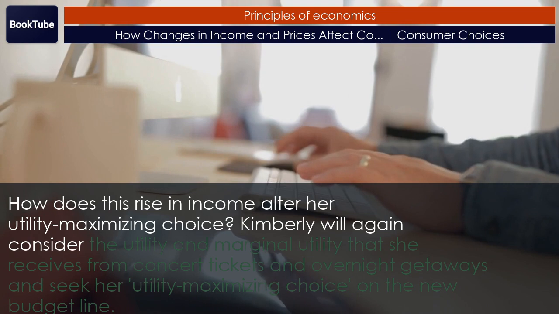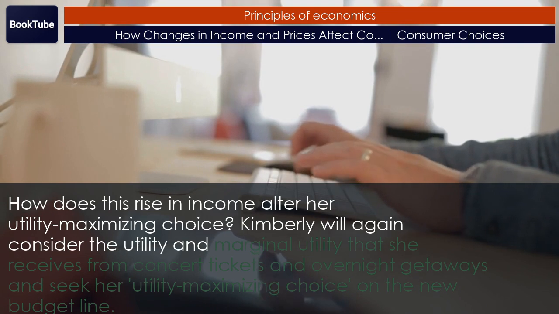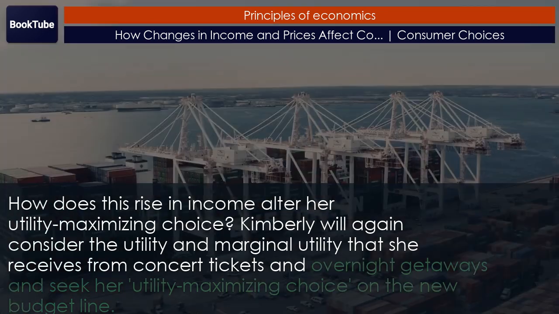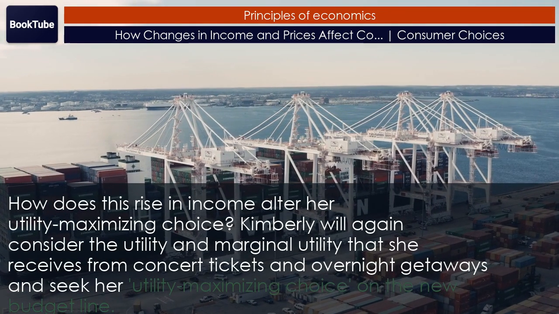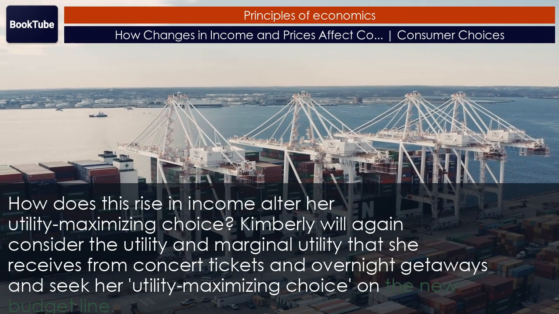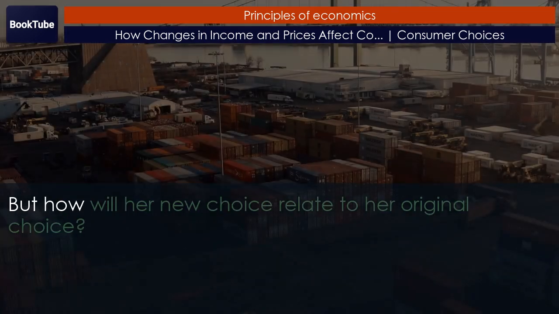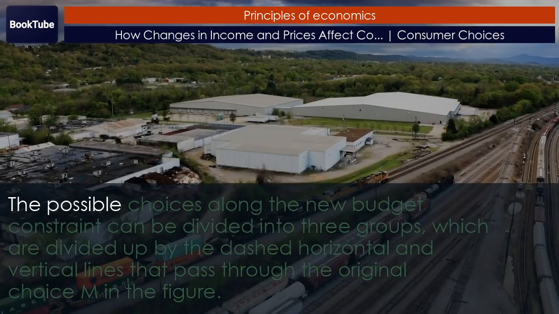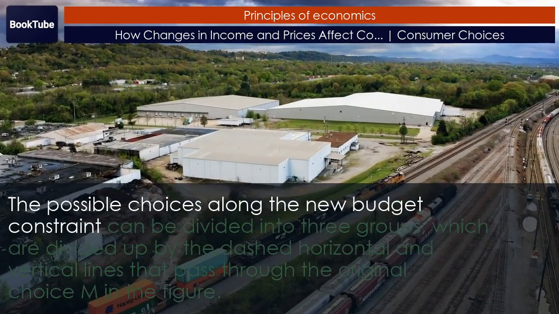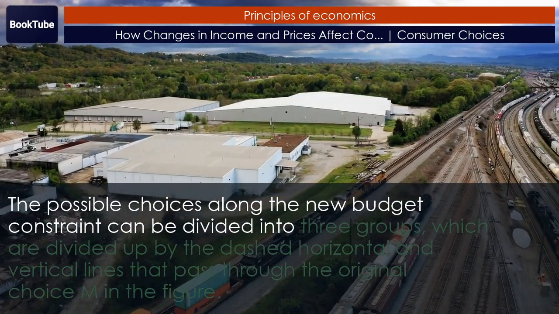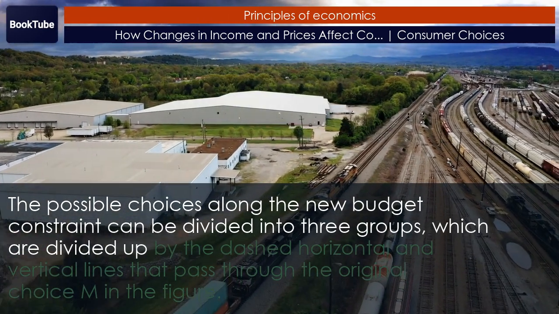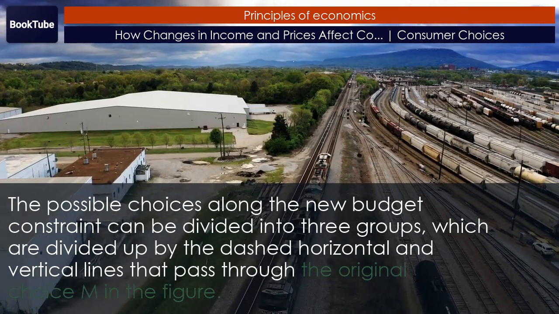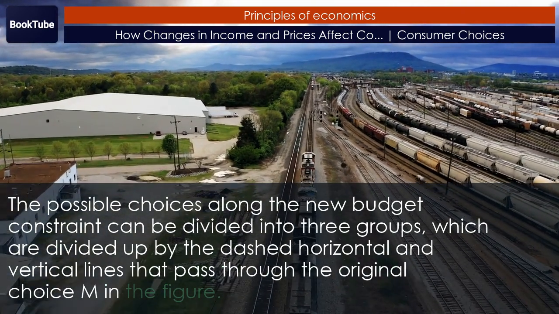Kimberly will again consider the utility and marginal utility that she receives from concert tickets and overnight getaways and seek her utility maximizing choice on the new budget line. But how will her new choice relate to her original choice? The possible choices along the new budget constraint can be divided into 3 groups, which are divided up by the dashed horizontal and vertical lines that pass through the original choice M in the figure.